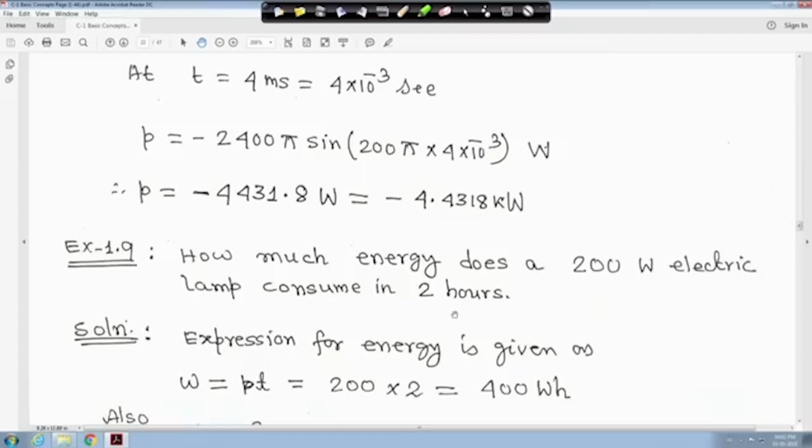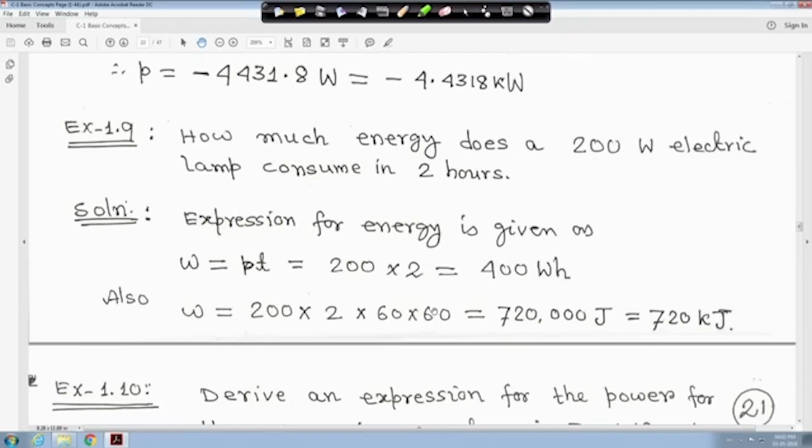Okay, so we have seen a few examples, and one or two more we will see. A small example, example 1.9: how much energy does a 200 watt electric lamp consume in 2 hours? The expression for energy is P into T, so basically it is watt hour. This is power and this is time. So 200 watt for 2 hours, 200 into 2, so 400 watt hour.